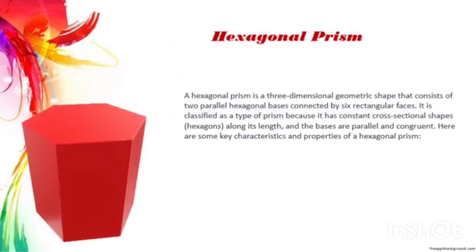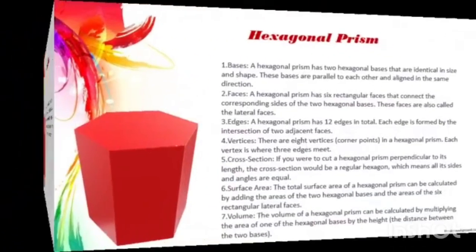Hexagonal prism. A hexagonal prism is a 3-dimensional geometric shape that consists of 2 parallel hexagonal bases connected by 6 rectangular faces. It is classified as a type of prism because it has a constant cross-sectional shape, a hexagon, along its length, and the bases are parallel and congruent. Here are some key characteristics and properties of a hexagonal prism.